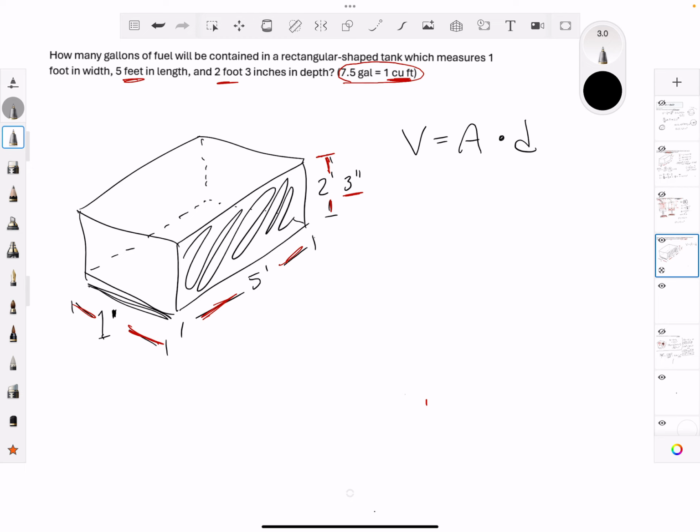But all right, at the end of the day, we do know the volume of a rectangular solid is length times width times height. So with that being said, I just need to plug this into my calculator. So I'd have 1 times 5 times 2. Here's the tricky part. How do I put this in my calculator? Well, I'm going to use the mixed fraction button on my TI-36X Pro.